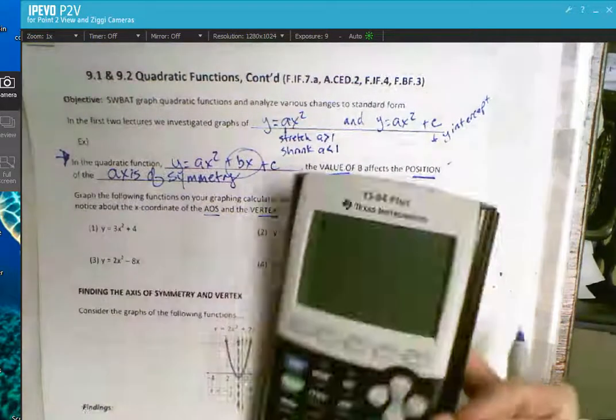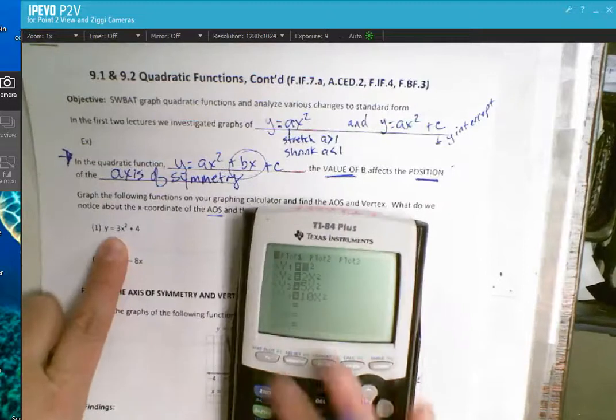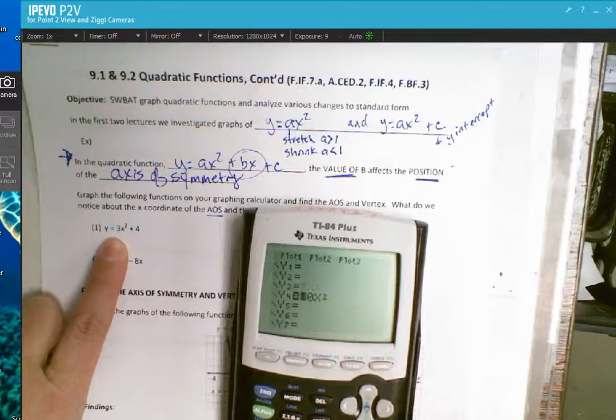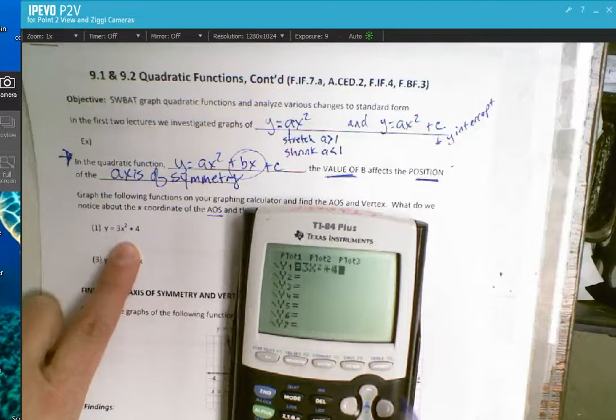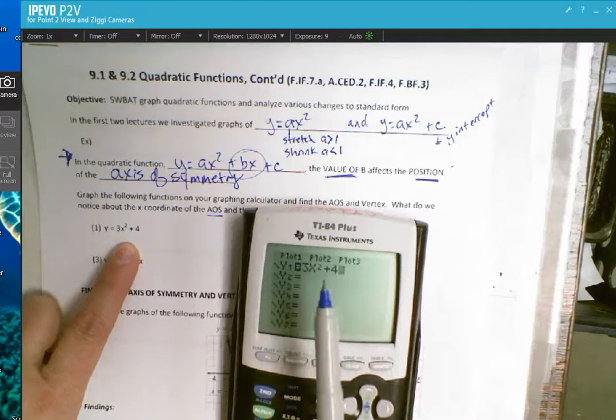So if I'm going to graph y equals 3x squared plus 4, I go to y equals, I'm going to clear out all these graphs I already have in here, and enter 3x squared plus 4. There's no b term, so where should my axis of symmetry be? It's going to be the y-axis, so x equals 0.